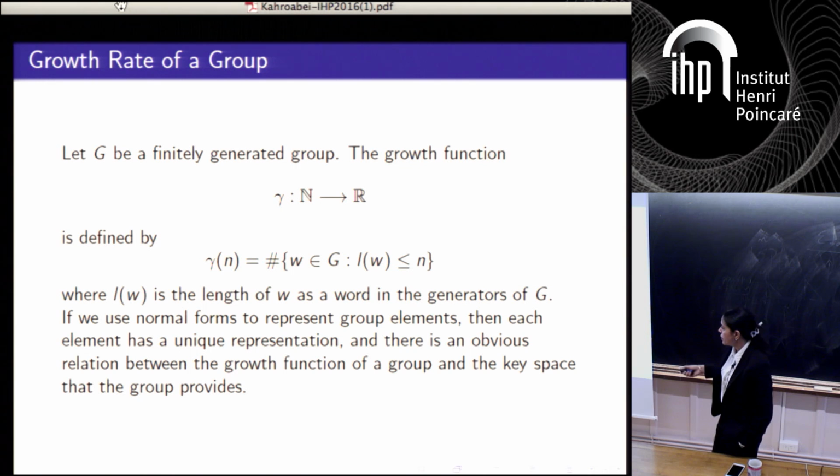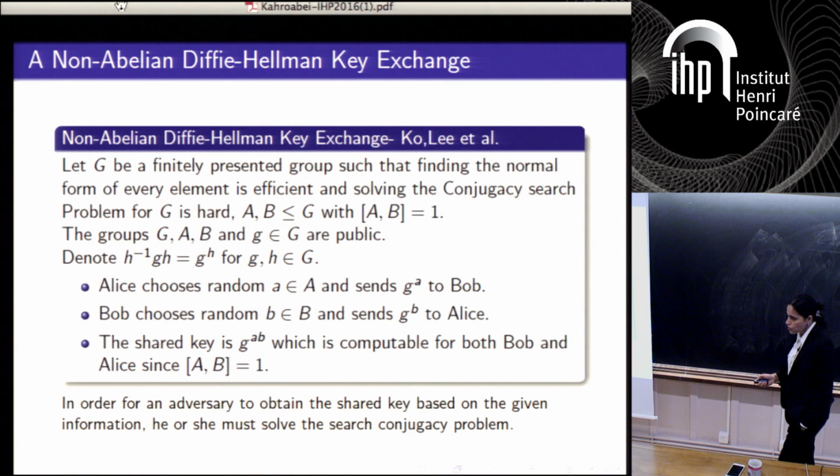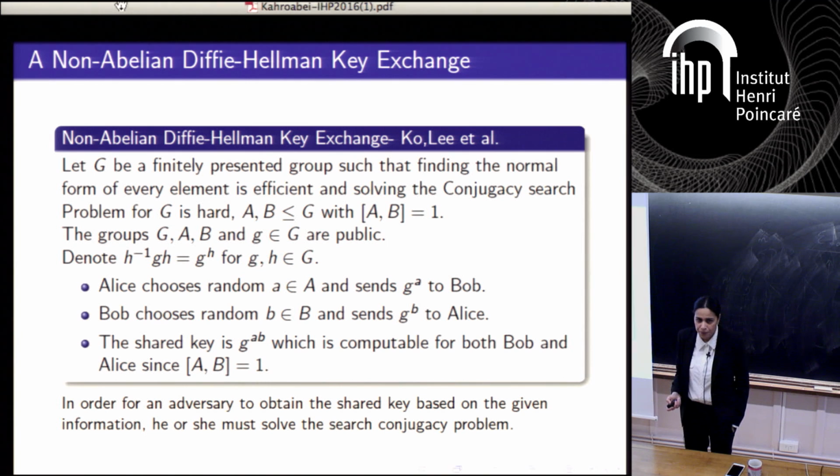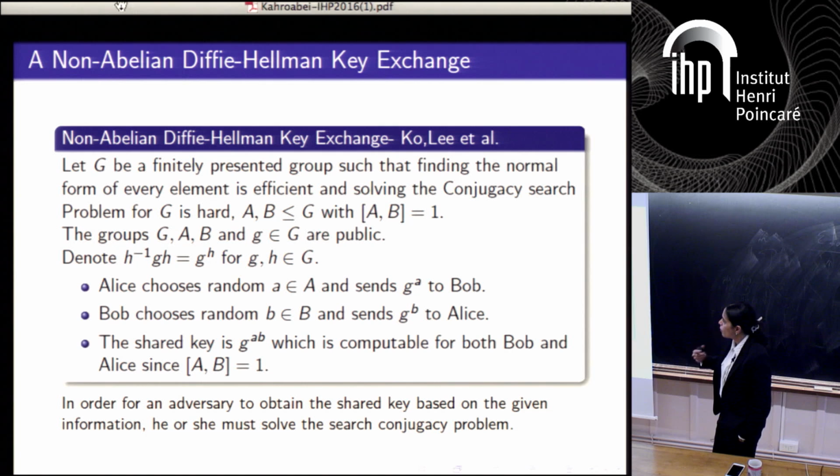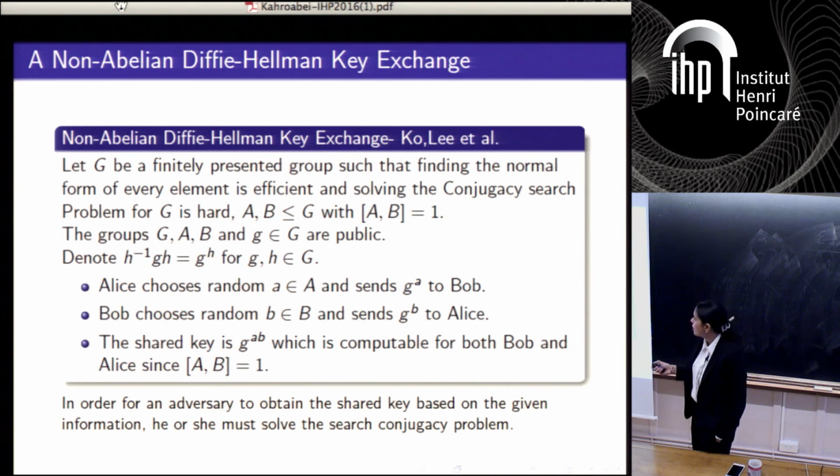And there is an obvious relation between the growth function of a group and the key space of the group. So you're all familiar with Diffie-Hellman key exchange. In 2000, two Korean mathematicians came up with an idea of a non-commutative, or non-abelian, version of Diffie-Hellman. Here we assume that the group we take is a finitely presented, perhaps infinite, non-commutative group such that finding the normal form of every element is efficient.